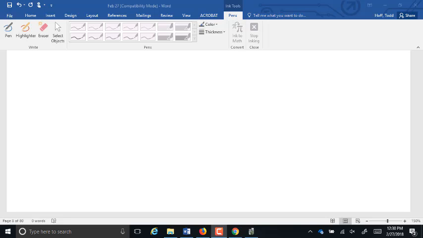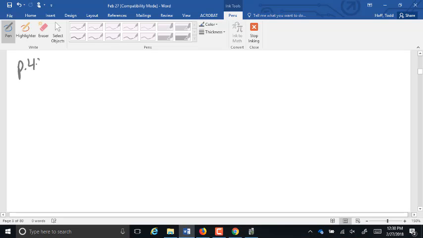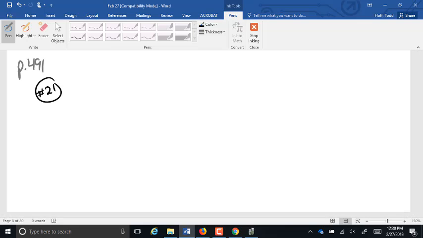Okay, so page 491. We're looking at numbers 21 through 26. Let's look at number 21 first. Find the standard power gain in decibels for the given power output. Okay, so we have an output. We're not given an input.